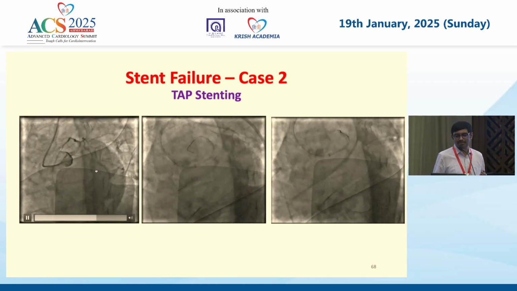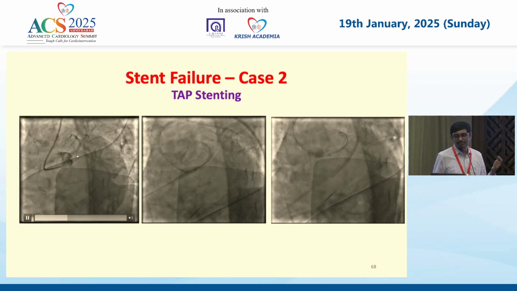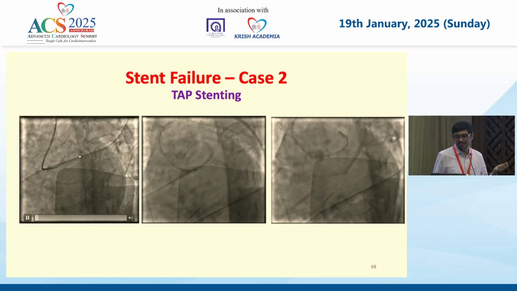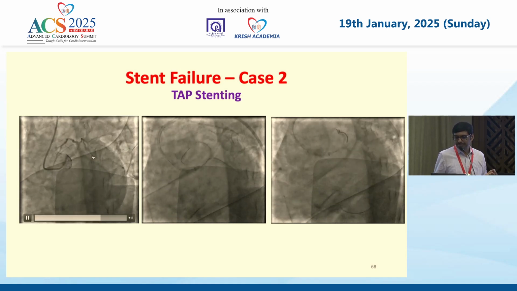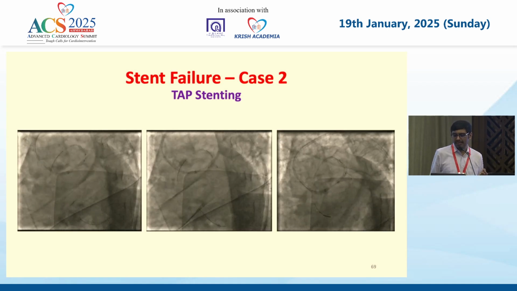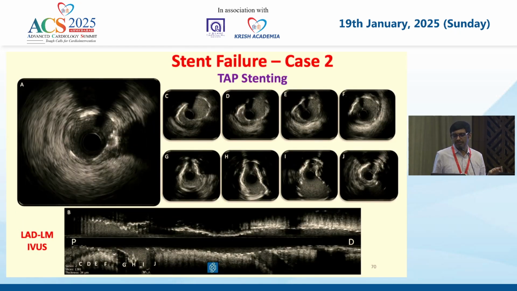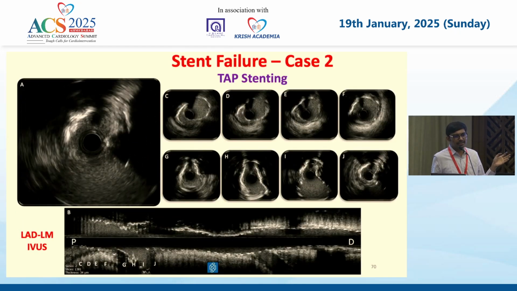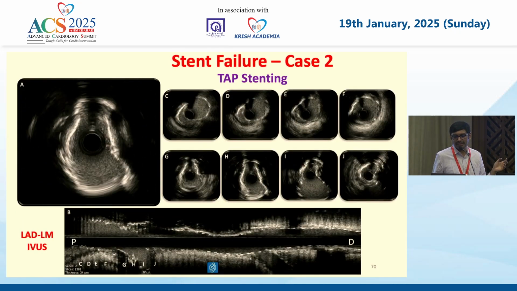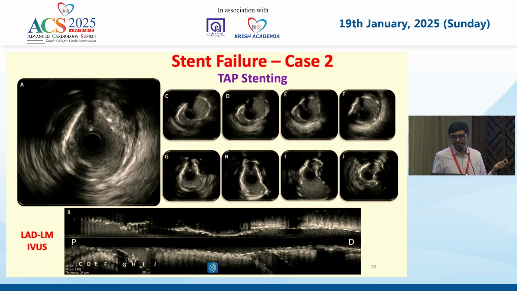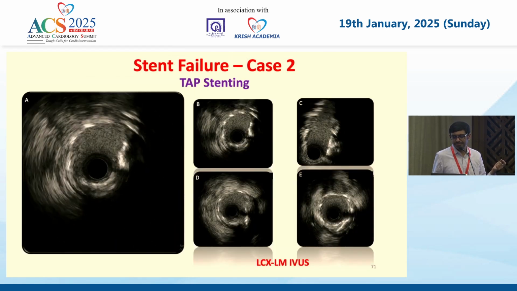This patient came back after 6 months. You see that the entire bifurcation is stenosed, tight stenosis. And that was wired, balloon dilated, and this is what we found. It's a calcified lesion. Again, gross under-expansion of the stent is a cause of stent failure in this patient.